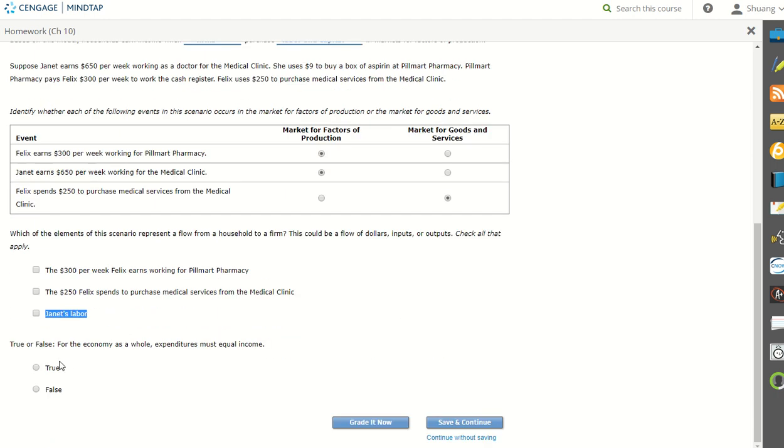Okay, last one, true or false: for the economy as a whole, expenditure must equal income. Now this will be by definition, so this will be true. Okay, so for any economy, how much money we're spending is how much income we have for the entire overall economy. Because whenever you spend money in the economy, that is income for somebody else, right? So if you add everything all together, our total spending equals our total income.